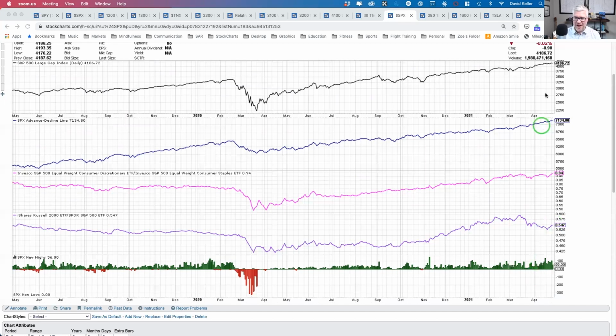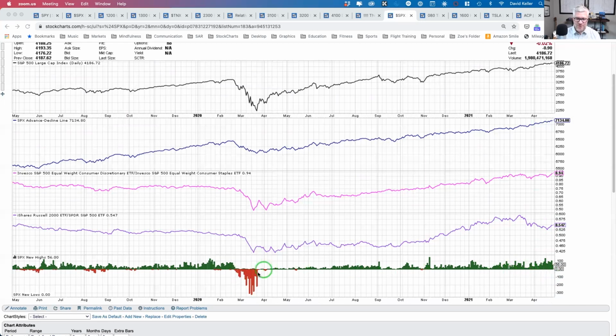Finally, the last of the 5 inputs is the S&P 500 new highs and new lows. This is looking at the number of stocks every day that are making a new 52-week high and the number that are making a new 52-week low. New highs are in green. New lows, you see essentially 0 for the longest time.